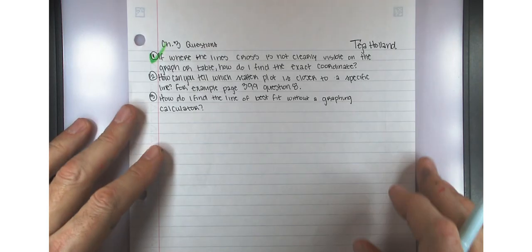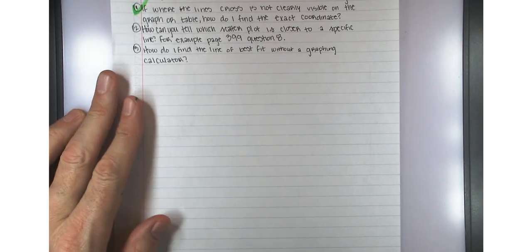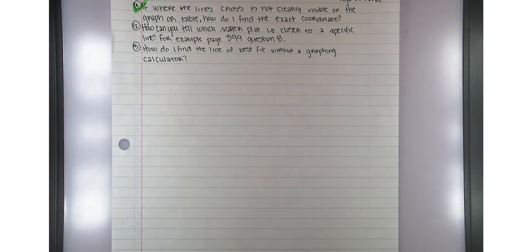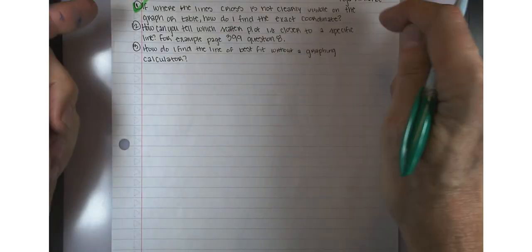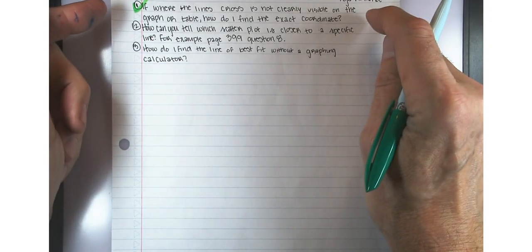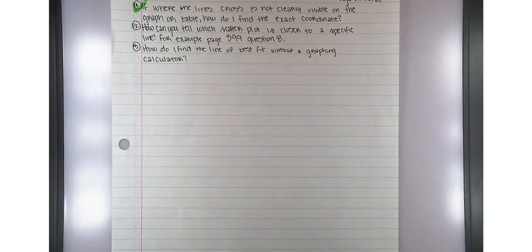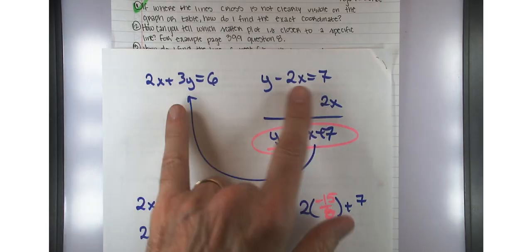Let's keep going. If where the lines cross is not clearly visible on the graph or table, how can I find the exact coordinate? You can't unless you actually have the equations. So unless you have the equations, the best you're going to be able to do is estimate it. If you have the equations, like maybe we did up here, then you can solve for that point.